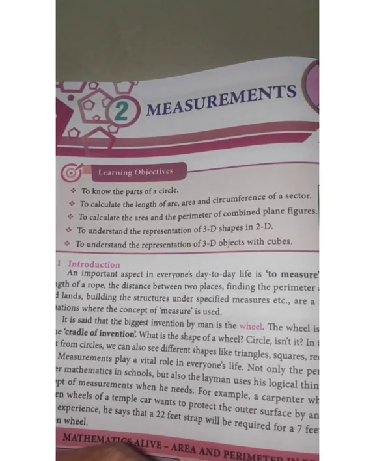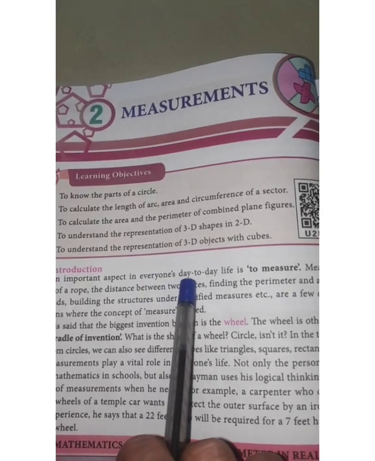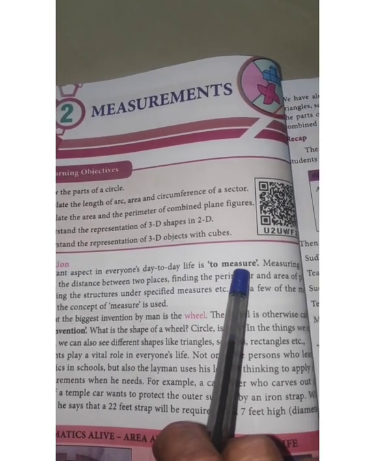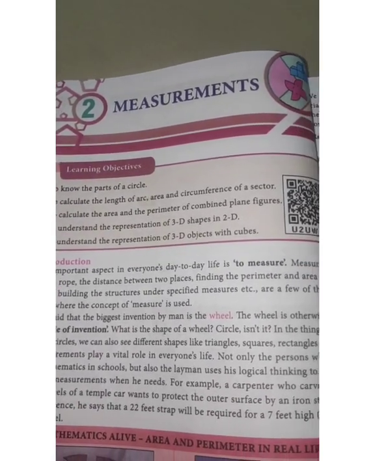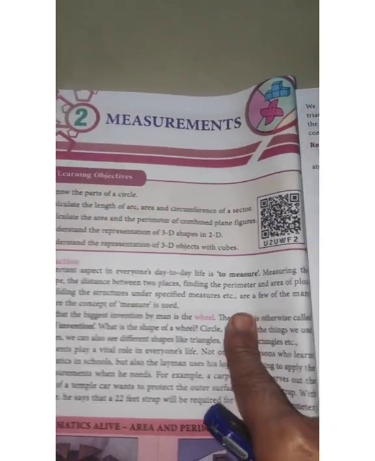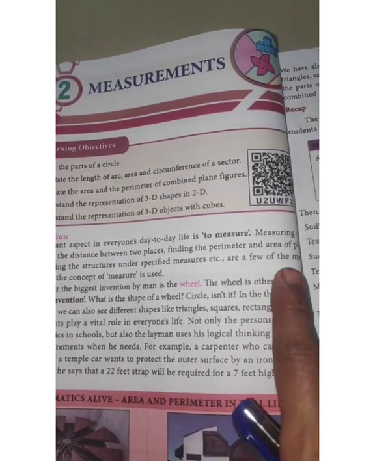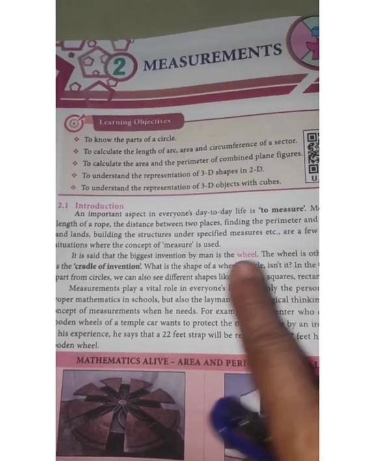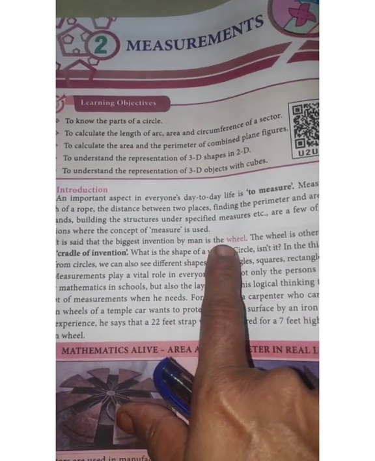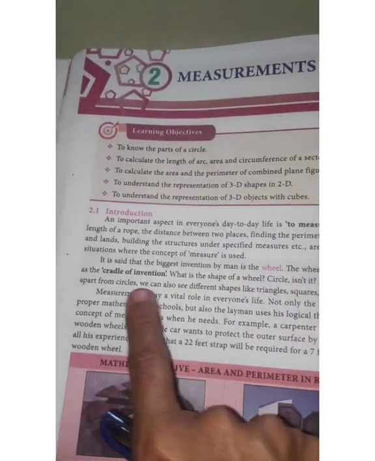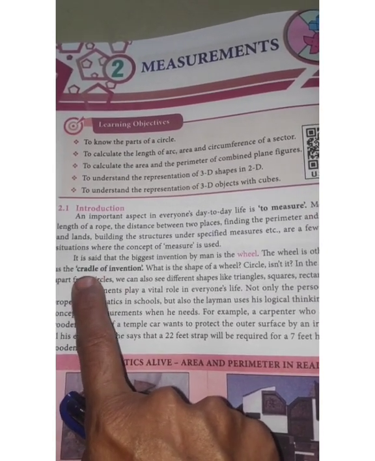Okay, introduction. An important aspect of everyone's day-to-day life is to measure. Whatever you measure, the length of your rope, the distance between two places, finding the perimeter and area of plants, lands, buildings, and so on, this is called measurement. Now, the biggest invention by man is said to be the wheel. The wheel is otherwise called the cradle of invention.